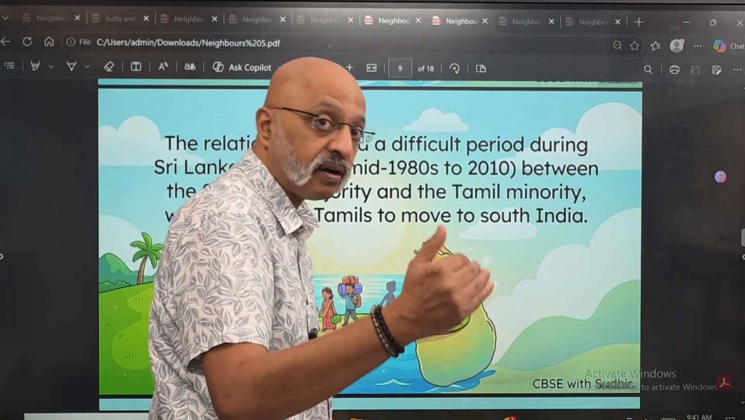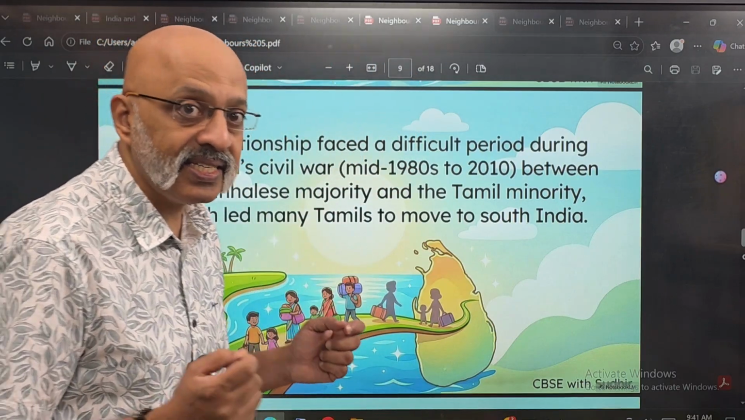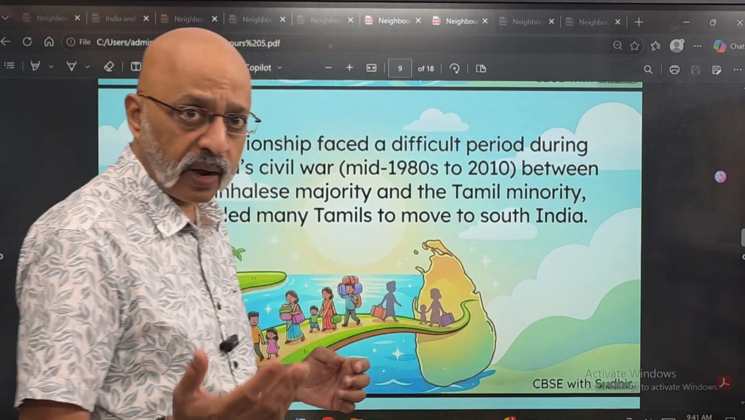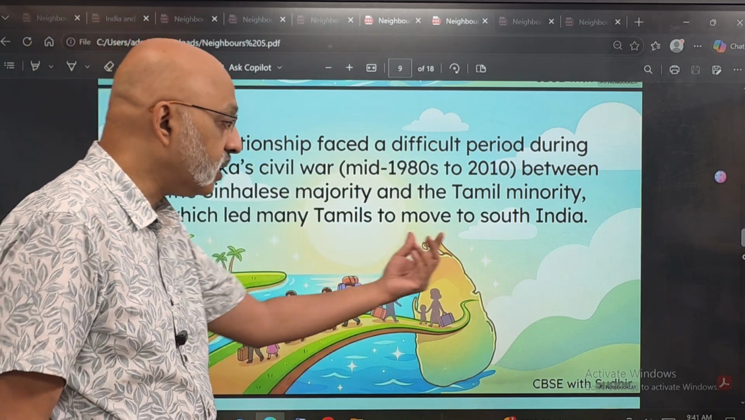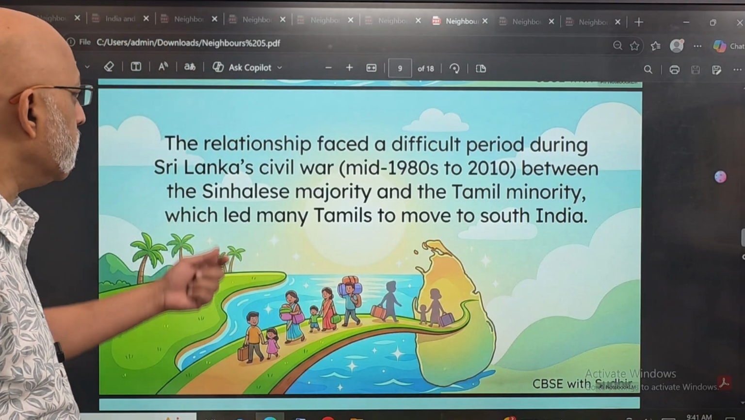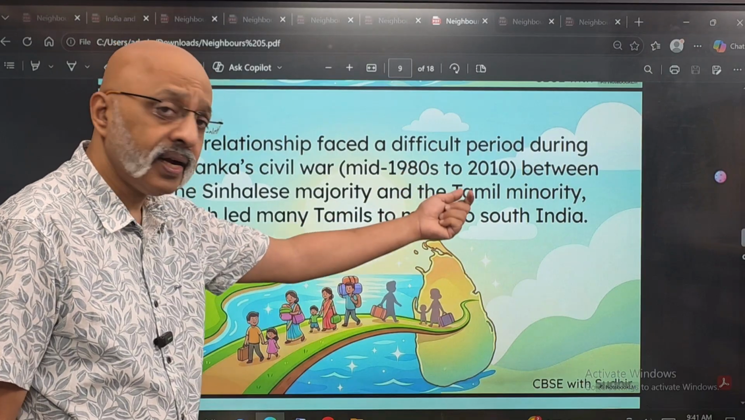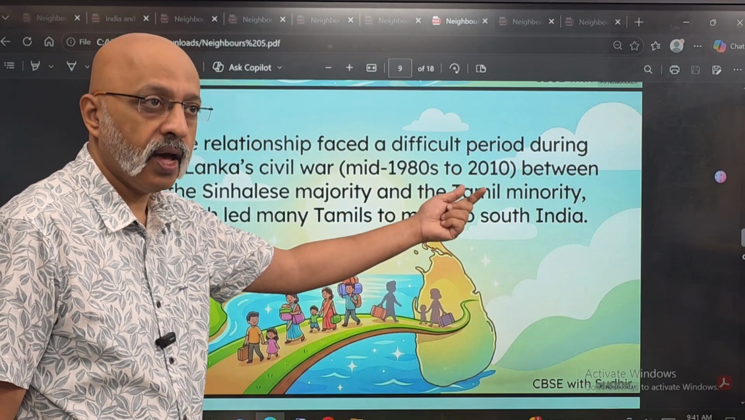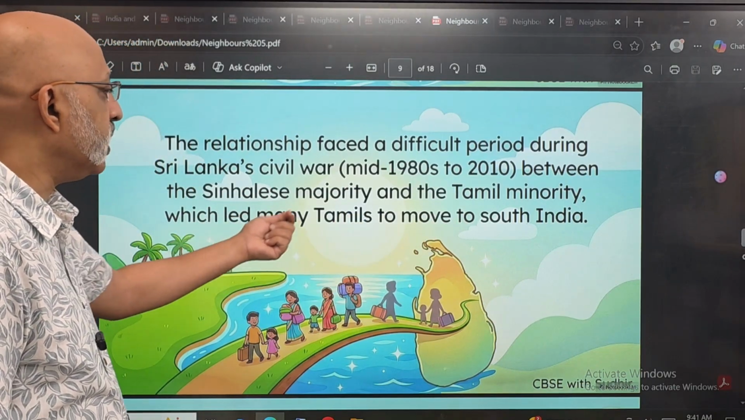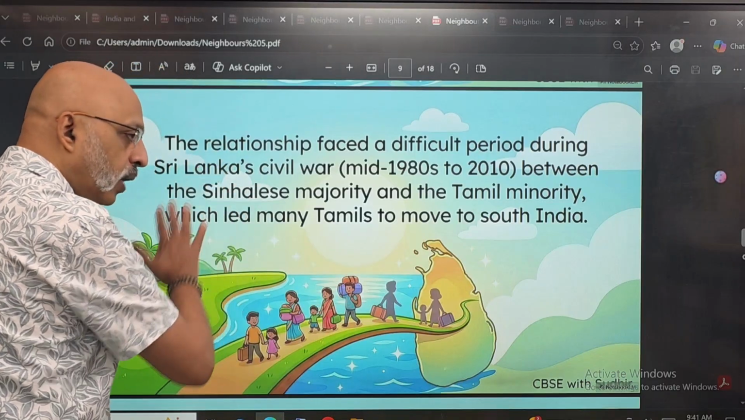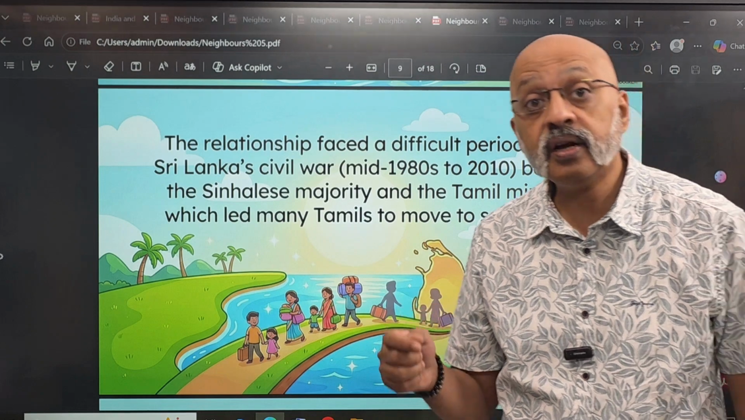So they wanted a separate country, which was known as Tamil Eelam. So at that time, the LTTE, the Liberation Tigers, led by V. Prabhakaran, started an armed struggle. They started fighting the Sri Lankan government and the Sri Lankan army, and this was known as a civil war. From the 1980s it started, and it went on till 2009, when Prabhakaran was killed, between the Sinhalese majority and the Tamil minority, which led many Tamils to move to South India. So even today, you have many people in Tamil Nadu who are in refugee camps. They're all Sri Lankan Tamils.